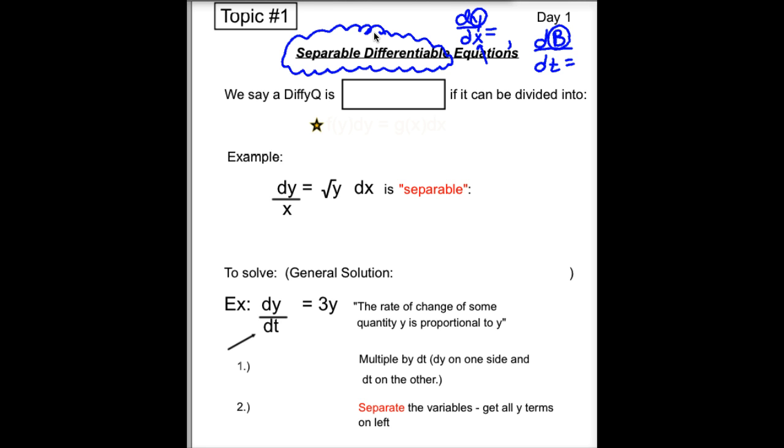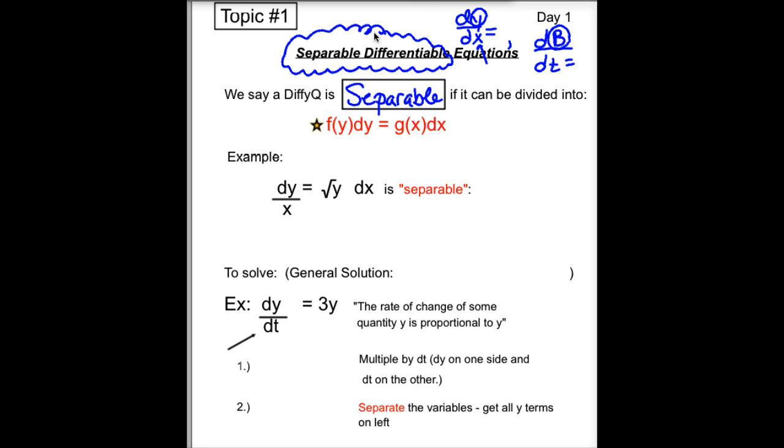And you might say, well, to go from the derivative back to the original, I just integrate. And that is part of it. It's a huge part of it. But before we integrate, we have to do something called separation. So we say that a differential equation is separable if you can write it as a product of a function and its differential, like f(y) dy equaling g(x) dx.